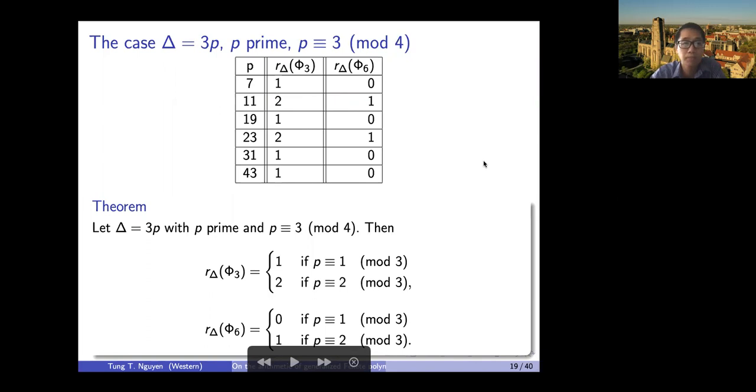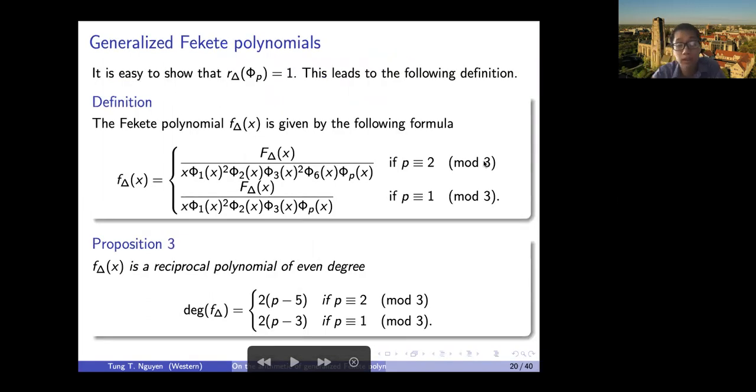And then we define the Fekete polynomial. So it's quite easy to show that the multiplicity of phi b is 1. This comes from a general fact that when the number n, phi n here, is big relative to delta, then the multiplicity is 1. And so we define the Fekete polynomials by taking the generalized Fekete polynomials and factoring out all the cyclotomic factors. Because the multiplicity is different in the case p is 2 mod 3 or 1 mod 3, you see that the factors here are different. So that's the definition of the Fekete polynomials.